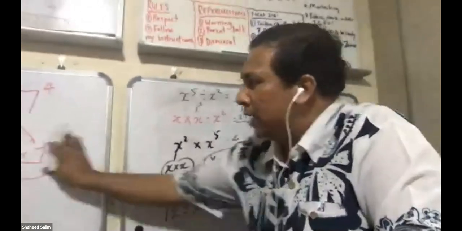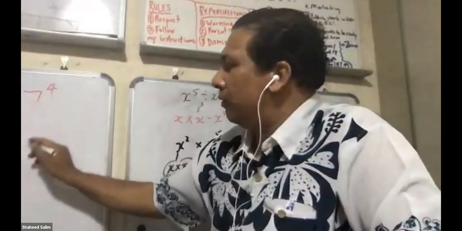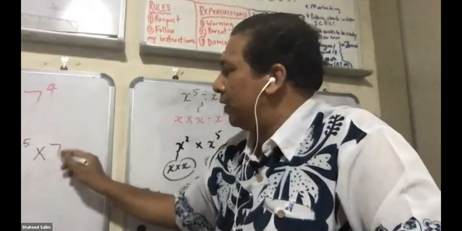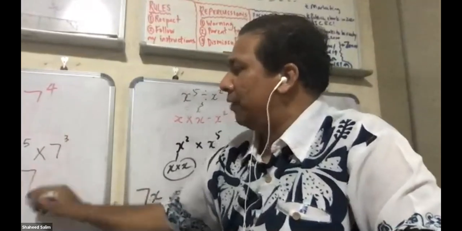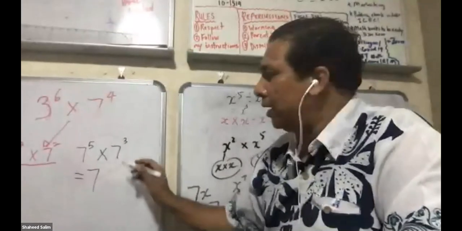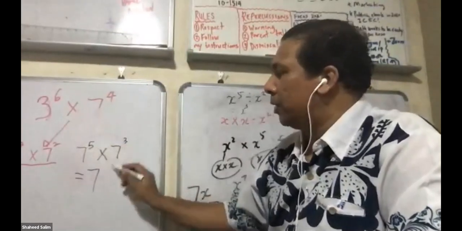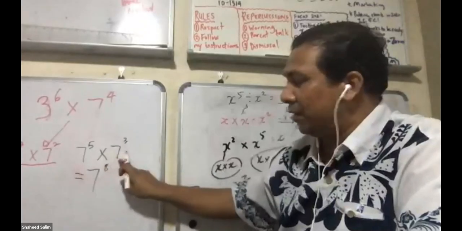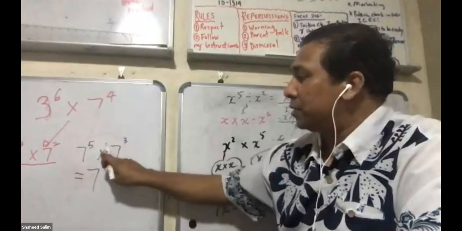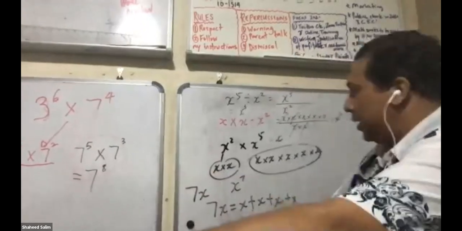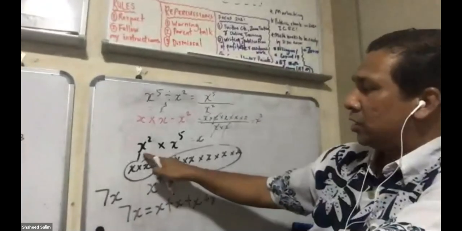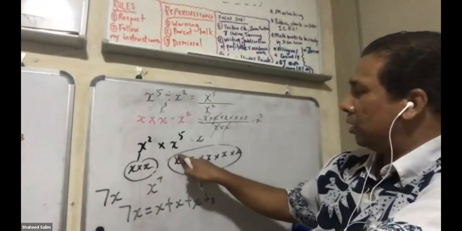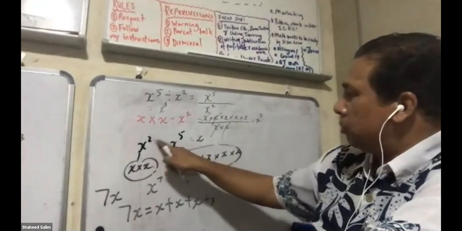So now if I give you 7 to the power of 5 times 7 to the power of 3, what is the answer? Answer is 7 to the power of 8 because you plus the power. Same number, 7 times 7. This is times, you plus the power. See why? I proved to you, right? X to the power 2 times x to the power 5, I take 2 plus 5 gets 7.